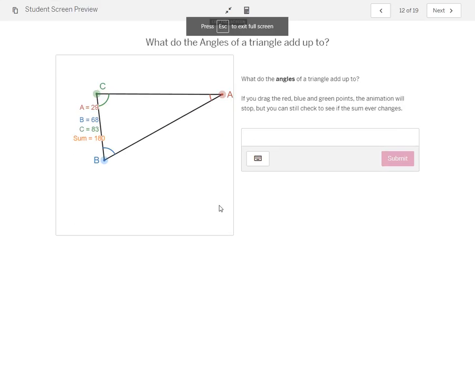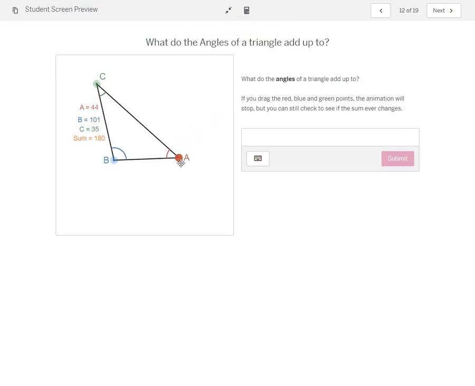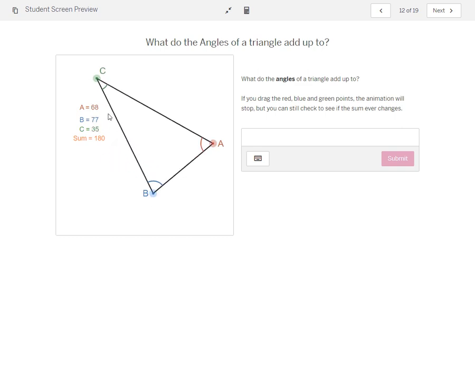You saw this property here where it didn't matter what type of triangle you created. If you take them all and add up the different angles, you see there they add up to 180 degrees. Okay. So that one is a property we're pretty familiar with.